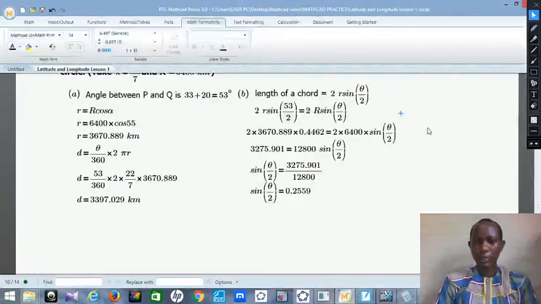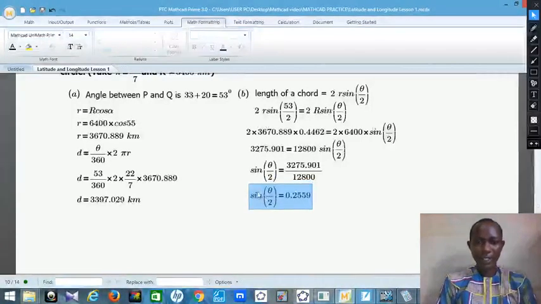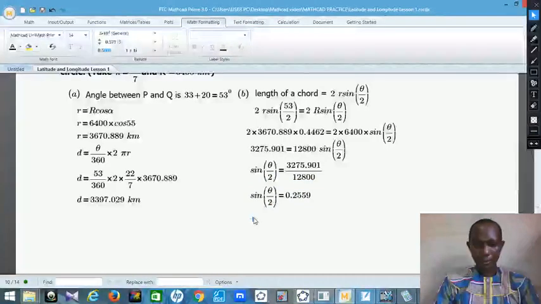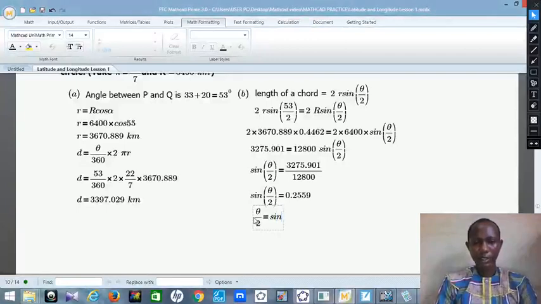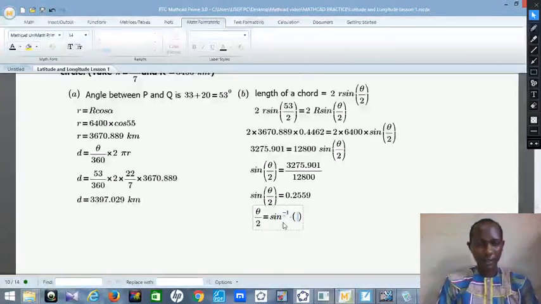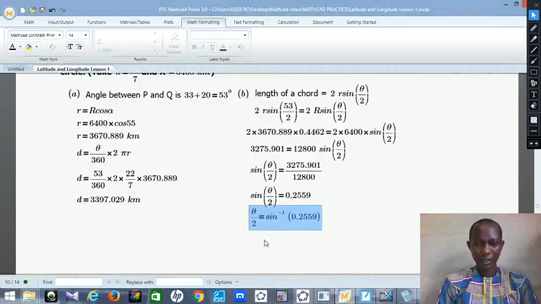Okay, so the work is progressing. Now we need to find the sine inverse. Let's move down. Let's find the sine inverse of 0.2559 so that we can move ahead. Then we now have theta over 2 is equal to sine raised to the power minus 1, so the sine inverse of 0.2559.